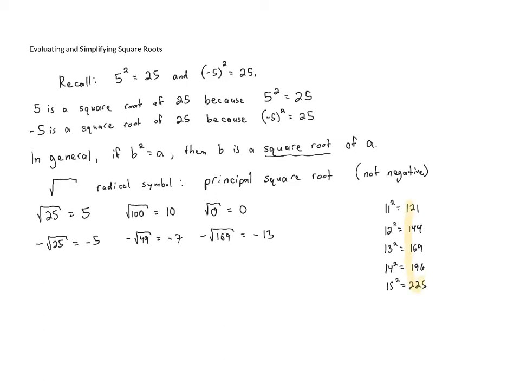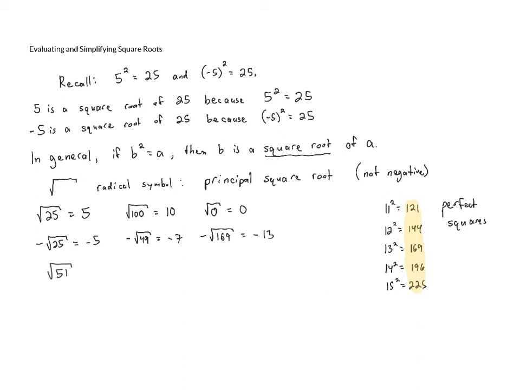Now, these numbers here, we call them perfect squares because they are the squares of integers. Anytime we have a number that we can get by squaring an integer, we call it a perfect square. Now, some numbers are not perfect squares. If we wanted to look at the square root of 51, probably can't think of a number that we can square to get 51, but we can figure out something about it.